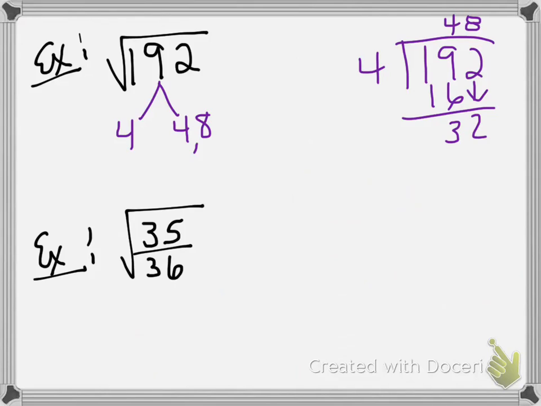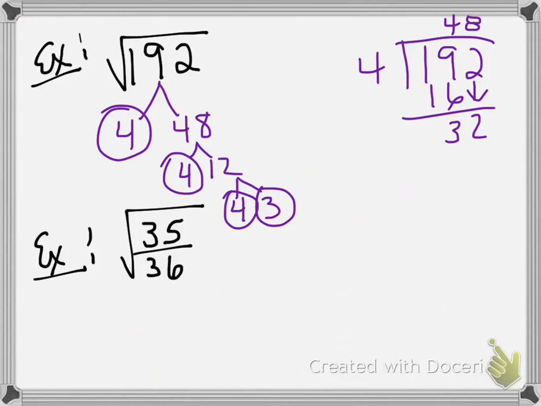What about 48? Can we break 48 down into anything? More specifically, can we bring it down to something that's 4 times something else? So let's see, 4 goes into 48 12 times. Okay, so I have a 4, and I have a 4, and 12 can break down, and that would be 4 times 3, so I have a 4 there also.